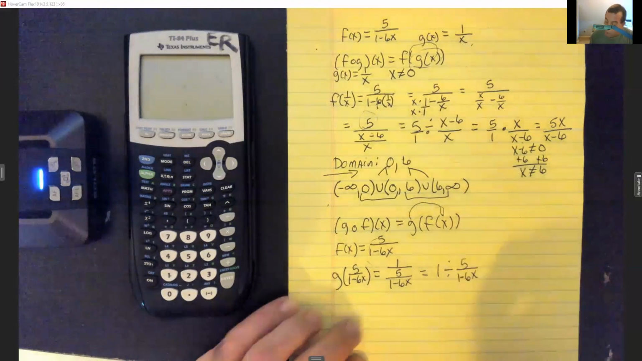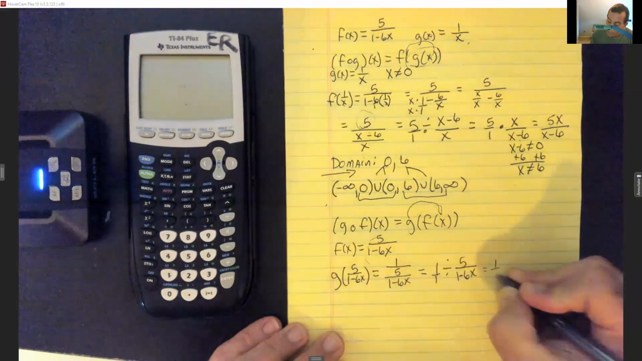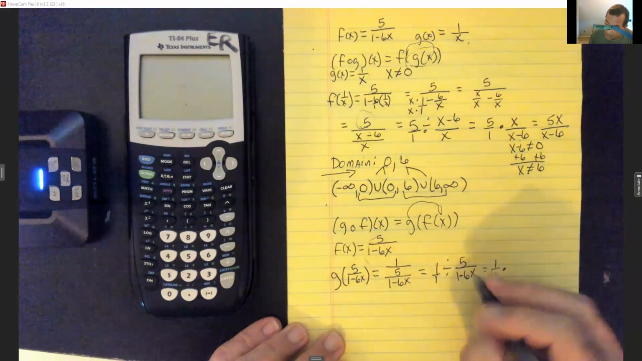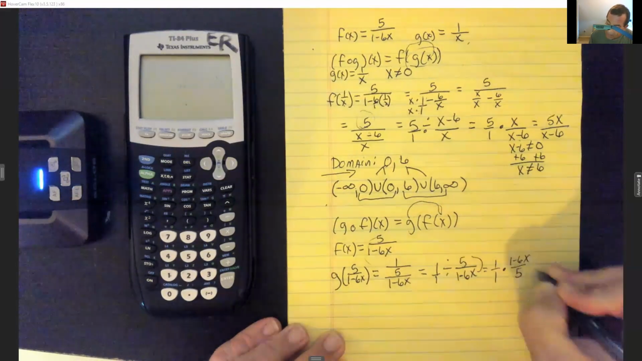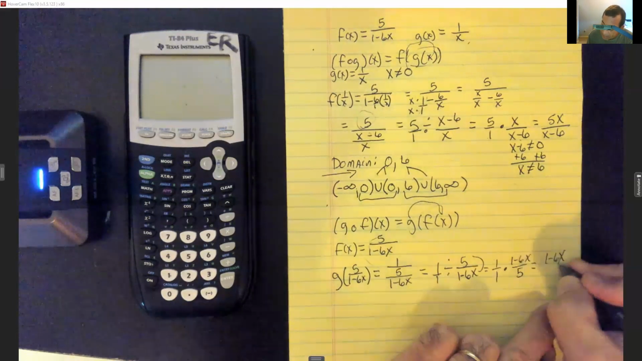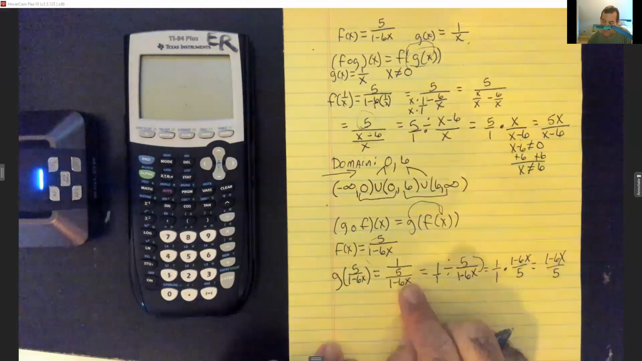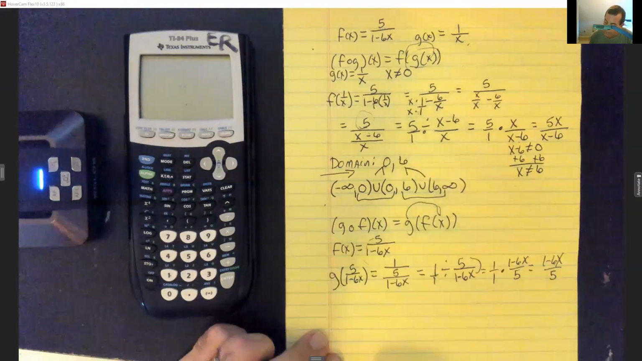Now, remember, that's like a 1 over 1. So I'm going to put 1 over 1 times, flip this one, 1 minus 6x over 5. And when you multiply that, you get 1 minus 6x over 5, final answer. So I try to get it to a single fraction on the bottom. That way I can flip it and multiply, okay? Now, that'd be your final answer.